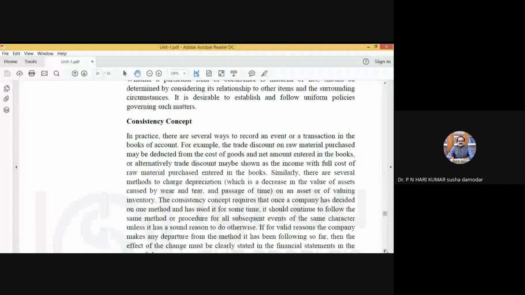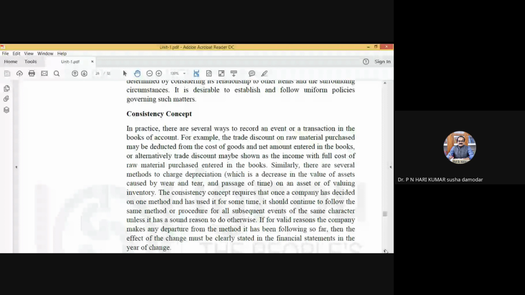Consistency. Our organization is always consistent. Our organization is always reliable. We have a concrete base for our organization. This is our belief. Our organization is consistent.